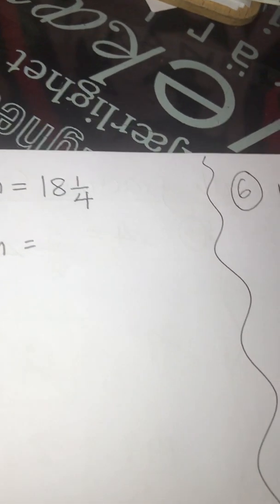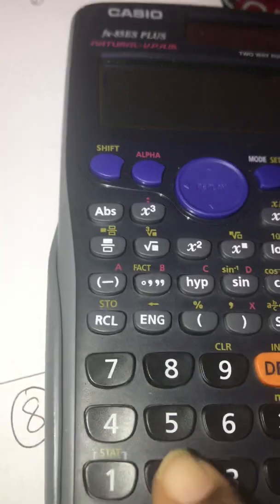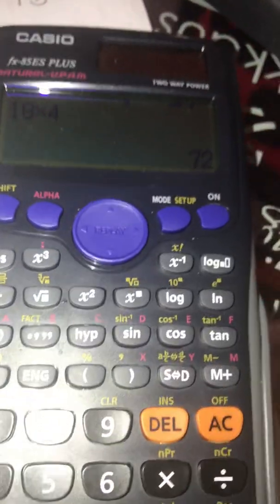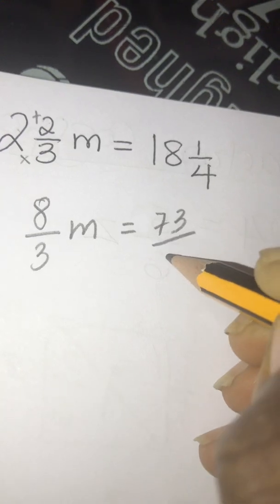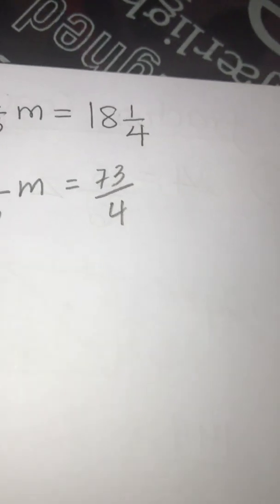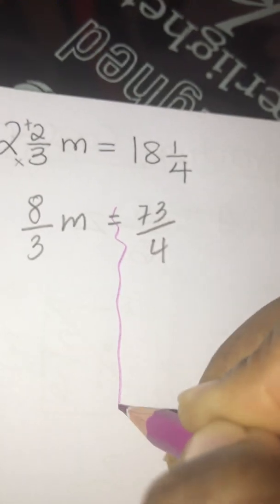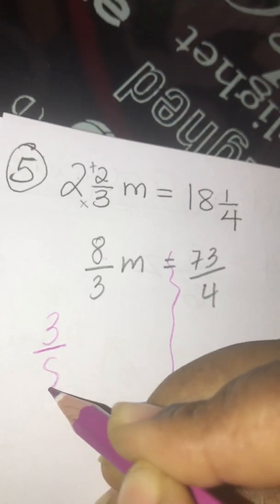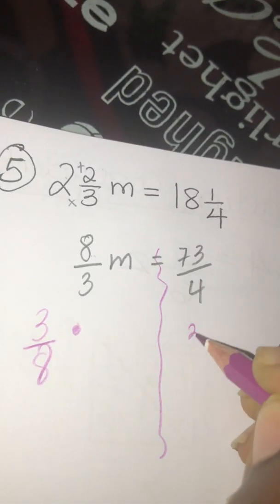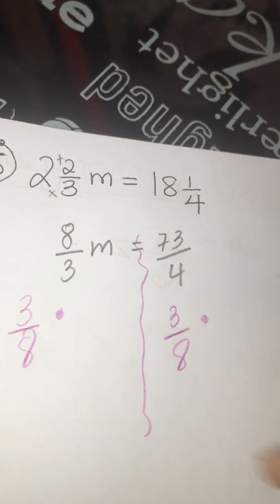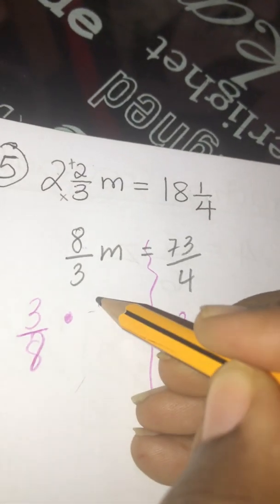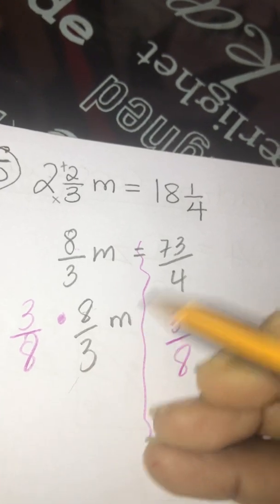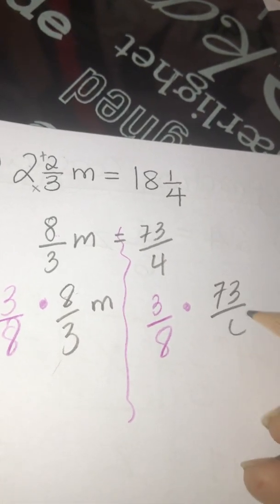18 times 4 should be 72. So 18 times 4, that should be 72 plus 1, 73. So 73 over 4, okay? Then you draw your bridge. This is your coefficient, so you write the multiplicative inverse, 3 out of 8 times, and then you write it over here, 3 out of 8 times. Then you write your question, 8 out of 3m, and 73 out of 4.